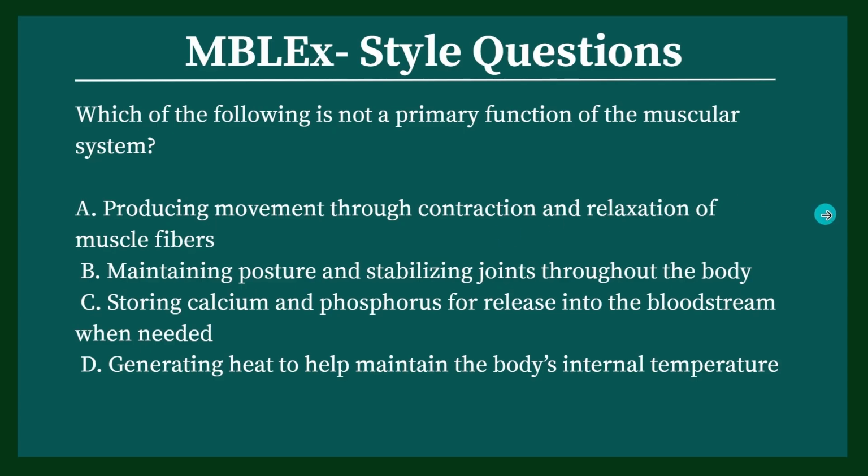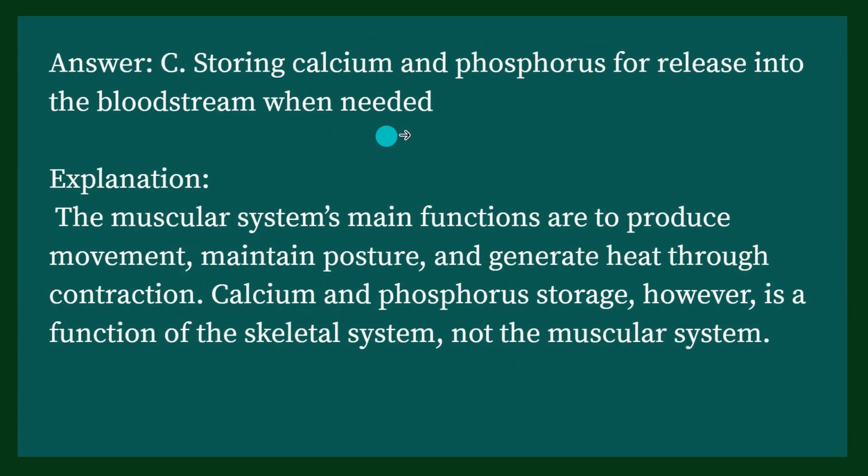So the answer that we're going to be circling, which is the incorrect answer, would be C, storing calcium and phosphorus for release into the bloodstream. And my explanation here: the muscular system's main functions are to produce movement, maintain posture, generate heat through contraction, and also stabilize joints.